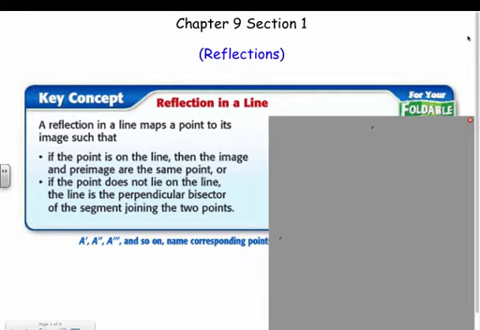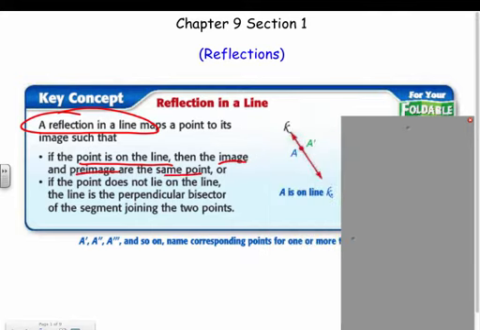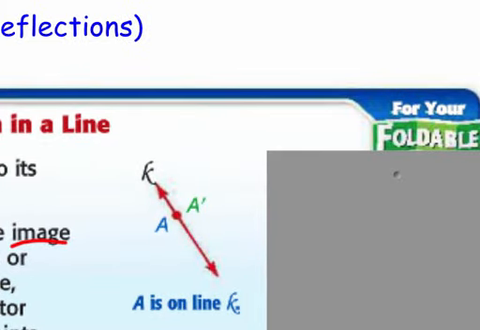Okay, the key here is pretty wordy, but we're referring to a reflection in a line. We're going to have a point that's going to be reflected on that line. So first things first, if the point is on the line and it's reflected, the image and the pre-image are the same point. I've got an example here. We're reflecting the point A on the line K, which is right here. If I reflect it on that line, well, it's already on the line, so it just stays the exact same point.